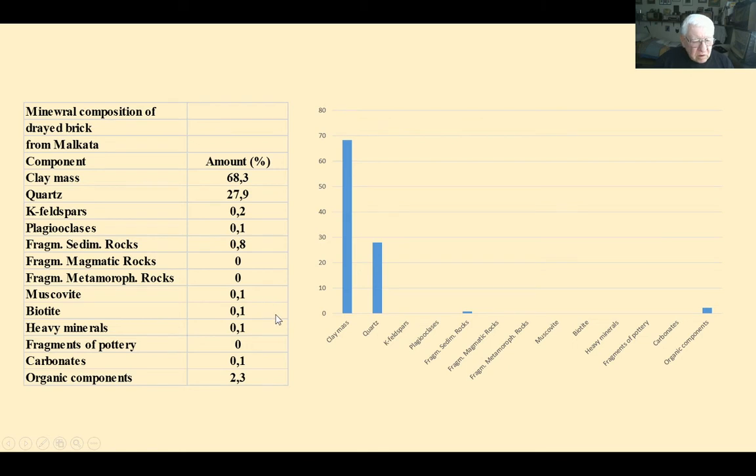This composition and the use of dried bricks for construction of the palace document that the floods of the Nile were relatively small, because the Nile water did not migrate up to the palace, but the damage was made mostly from the top, by rains. This is the profile of Malkata, and there is the diagram of mineral composition of one type of bricks from Malkata.